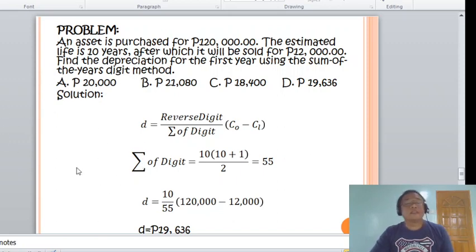So this was computed using the original formula. D is the reverse digit over the sum of the digits, times Co minus Cl. The summation of the digits is 10 multiplied by 10 plus 1 over 2, which is 55. So D is 10 over 55, and then 120,000 minus 12,000. The depreciation is equal to 19,636.